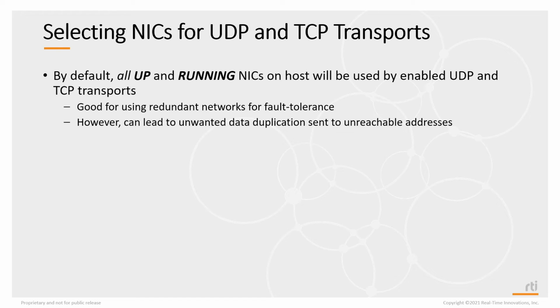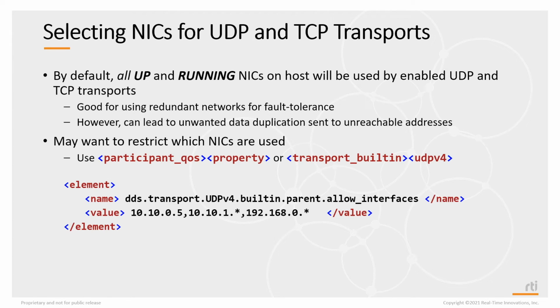There may be only a few networks that you want a particular application to talk over. So what you need to do is restrict which network interfaces are used. And the way you restrict it, again, is through a property, a QoS that you can set. And we'll show you the XML configuration here. You could also do this in code if you wanted to, but I'm showing you the easier way when you're using an XML file to configure the QoS.